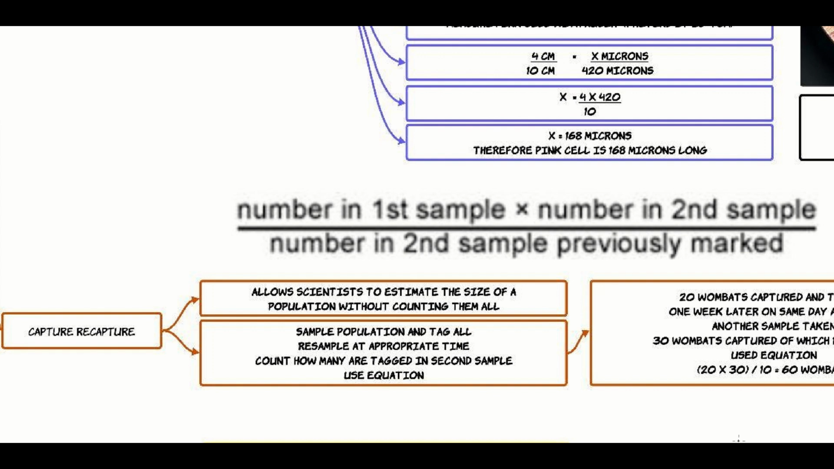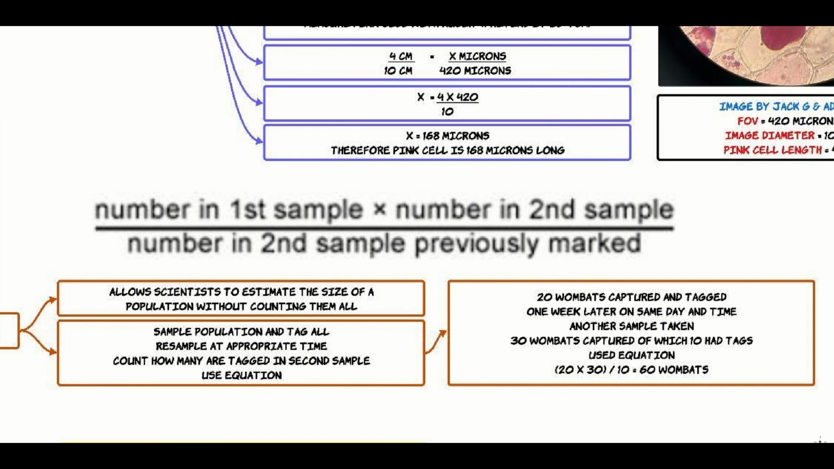So we sample a population and tag all of them. Then we resample at the same location, at the same time in the same place, say a week later. And we count how many were tagged in the second sample and use the equation. So let's think of an example.